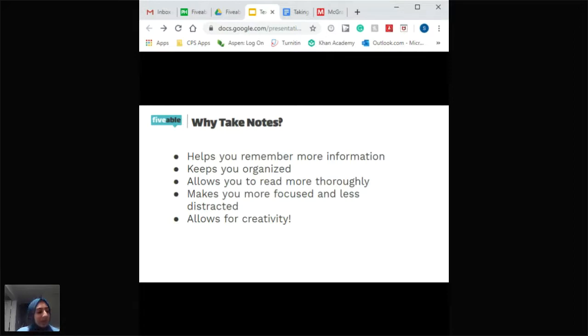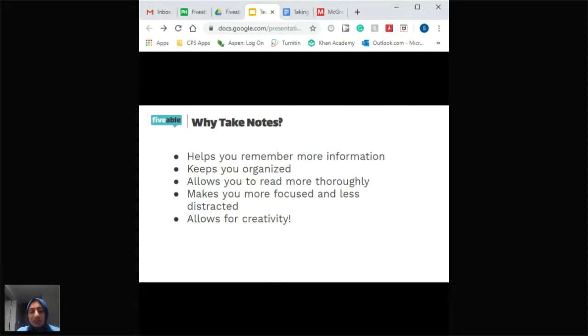It keeps you organized. If you try and process everything in your head, it's just not going to work. You're not going to remember every single little thing. If you have notes, you can keep them organized by unit, by continent, by country, by time period. It just helps you. You can go back later and look over it, and you'll be able to find the information a lot more easily versus if you just tried remembering everything in your head.